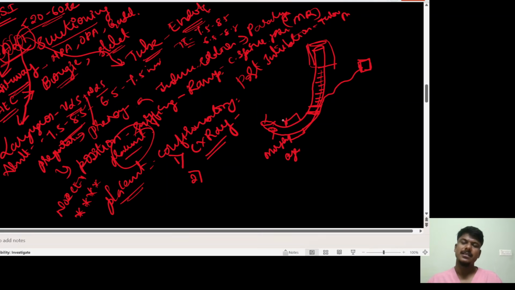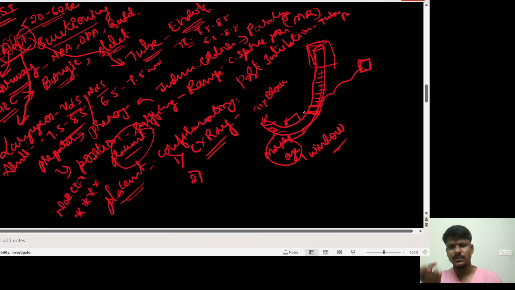Murphy's eye acts as a window. If the main opening at the tip of the tube is blocked, the patient is going to be ventilated through the Murphy's eye, like a window. It's an extra channel given to the endotracheal tube. If the main route is blocked, there is one more route, the Murphy's eye, which acts as a channel for ventilating the patient.